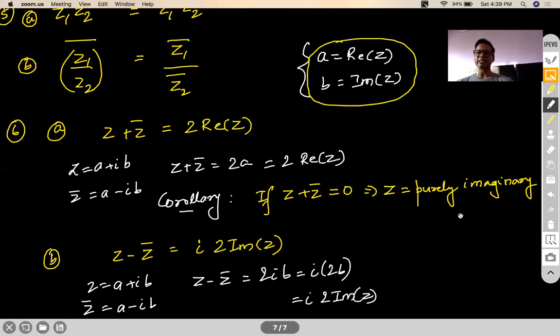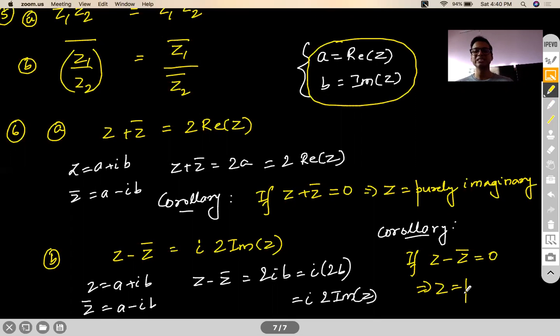Now, a corollary of this is, if Z is equal to Z conjugate, or you can say Z minus Z conjugate is equal to 0. Let me write it in that way only. Z minus Z conjugate is 0. It means Z is purely real. Right? Because imaginary part is 0. Imaginary part is 0 means there's no imaginary part in that complex number, only real part is there. So it's a purely real complex number. Is this fine?